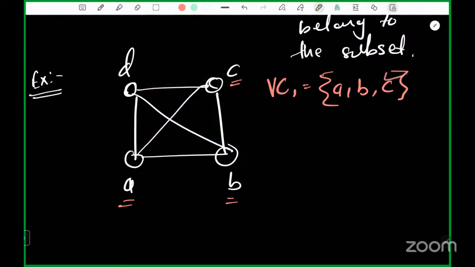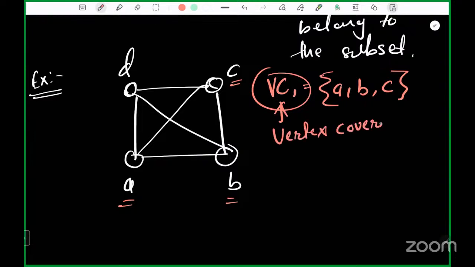Similarly, the other vertex is B. Vertex B is covering this particular edge and this particular edge. And vertex A is covering this edge and this edge. If you combine all three vertices, vertex A takes care of three edges, vertex B takes care of three edges, and vertex C takes care of three. Ultimately, all edges of the graph are covered. This is the meaning of covering a graph, so this subset of vertices can be treated as a vertex cover.